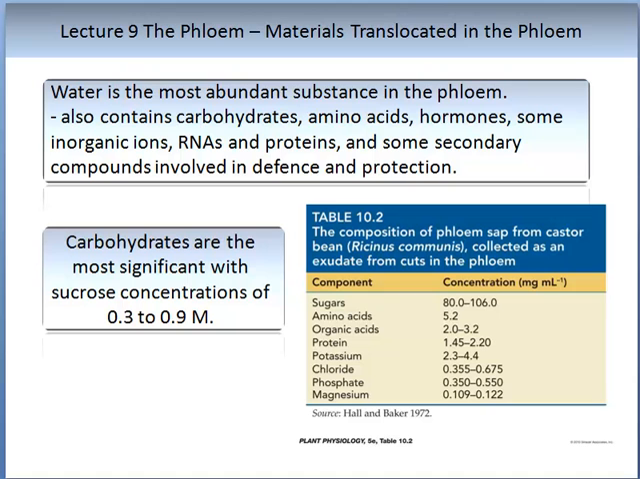Water is the most abundant substance in the phloem. The phloem also contains carbohydrates, amino acids, hormones, some inorganic ions, RNAs, and proteins, and some secondary compounds involved in defense and protection. Carbohydrates are the most significant, with sucrose concentrations ranging from 0.3 to 0.9 molar. The table on the screen, Table 10.1, gives a composition of phloem sap from bean plants.